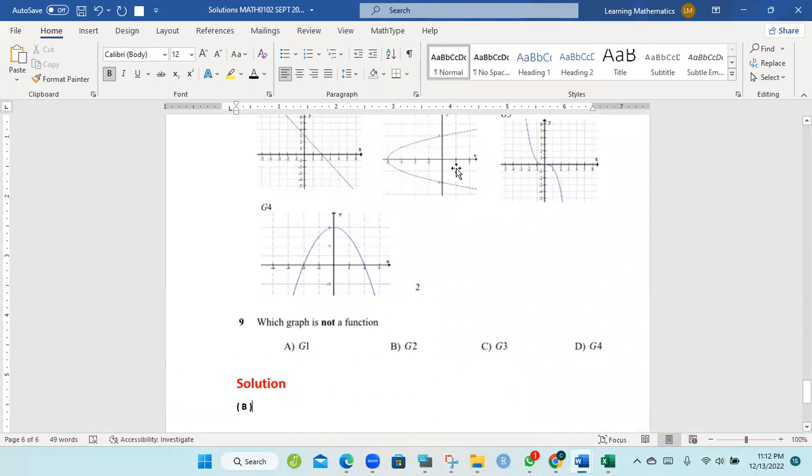Because there are x's, for example, 2 mapping onto y up and onto y down, and that is not a property of a function. For it to be a function, each x must map onto only one y. So if you have a particular x that maps onto more than one y, then right away this graph is not a function, and this applies only to G2.